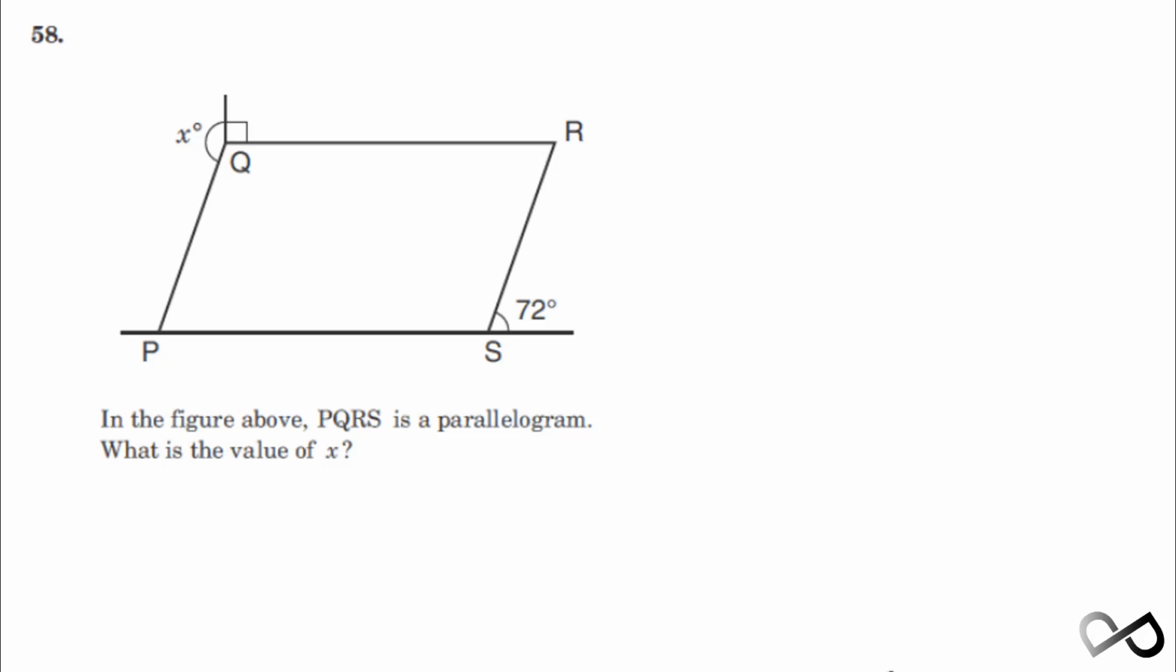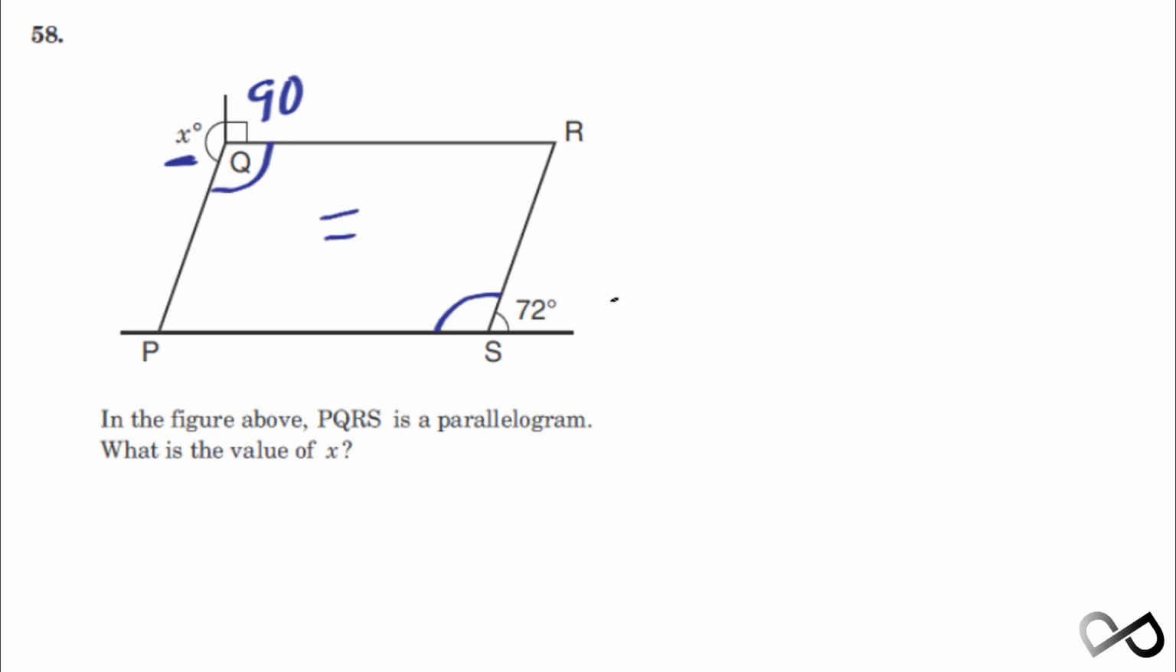Number 58 says, in the figure above, PQRS is a parallelogram. What is the value of x? You can see on the diagram where x is, and you can also see that there's a symbol for the right angle, so we have 90 degrees over there. And what you really need to get is this angle over here. And we know that in a parallelogram, opposite angles are equal to each other in measurement.